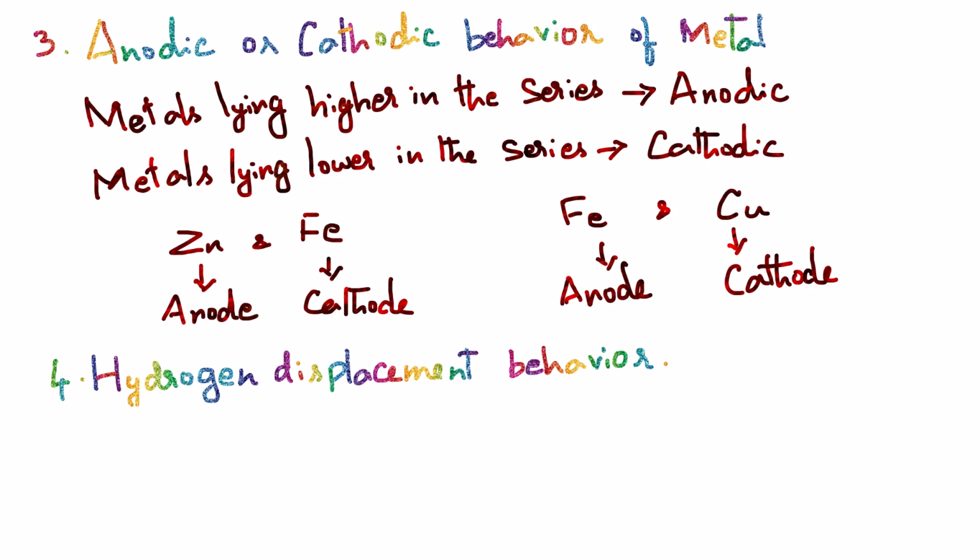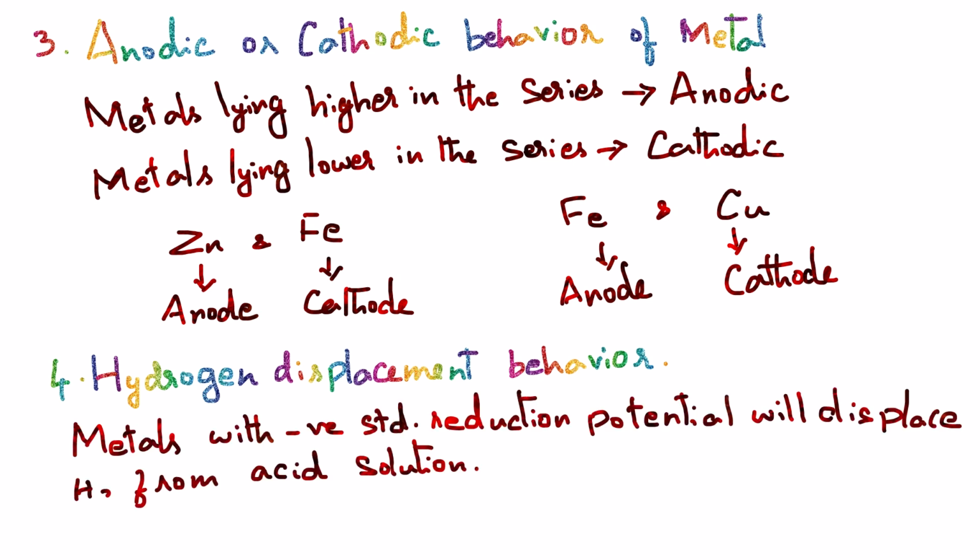Hydrogen displacement behavior. Metals with negative standard reduction potential will displace hydrogen from acid solution. That is, all the metals placed above hydrogen are negative, so those metals will displace hydrogen, and the metals placed below hydrogen in the EMF series will not displace it.